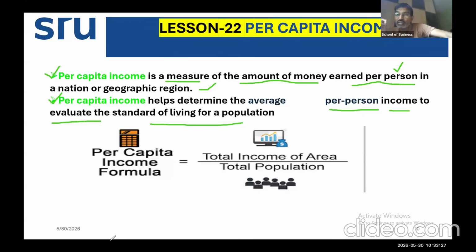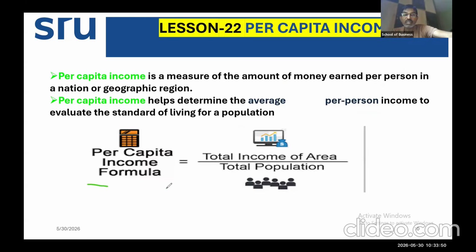Now here, we are not considering goods and services to understand per capita income. To understand per capita income, what we take into consideration is the amount of money earned by an individual person in a nation or a geographical area. Now, how do you put it in a formula? Per capita income is equal to the total income of the area divided by the population. Very, very important.